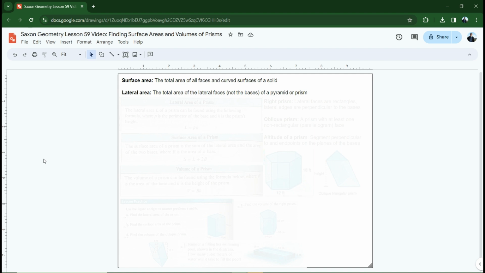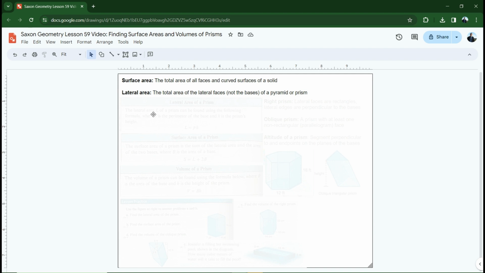We're really going to be specifically talking about prisms. But I just want to make sure you understand when I talk about lateral area, I could be referring to a pyramid. And the only thing that's not included in the lateral area is the base of a pyramid. For a prism, both bases get excluded from the lateral area. So it's just the area of what we would regularly call the sides of the figure.